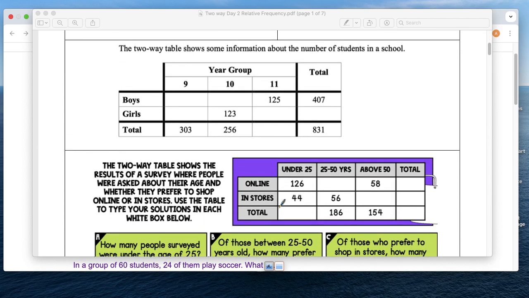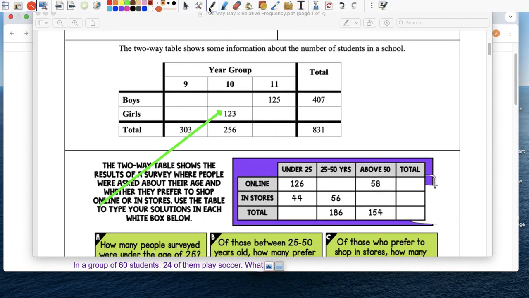2A, table, so again, just reviewing what we did yesterday. We just gotta fill in this, right? So it says boys and girls, and then grade 9, grade 10, 11. We can easily find this one over here first. Just do 831 minus 407, you get 424. So you do the ones that you can, and then slowly you'll be able to do all of them.